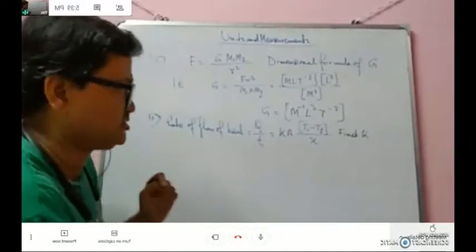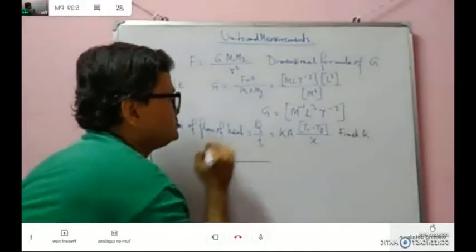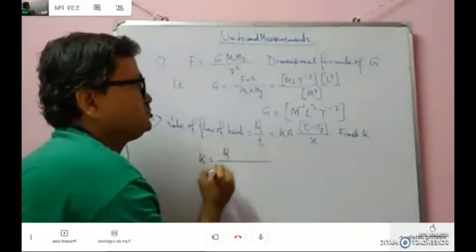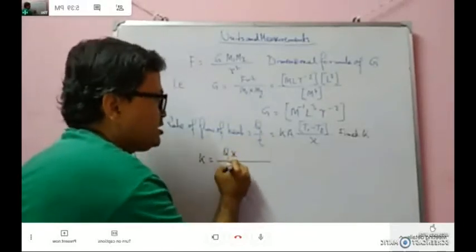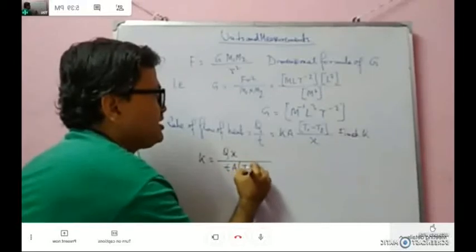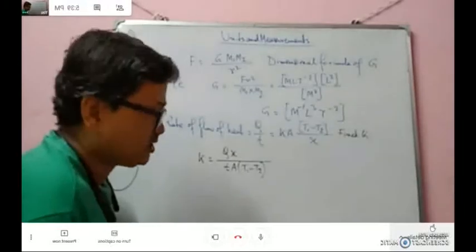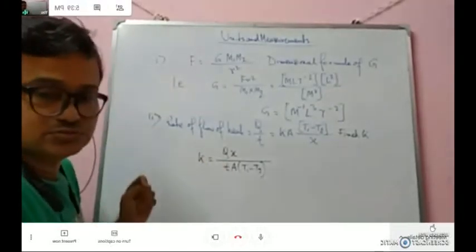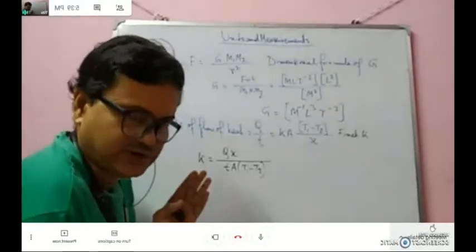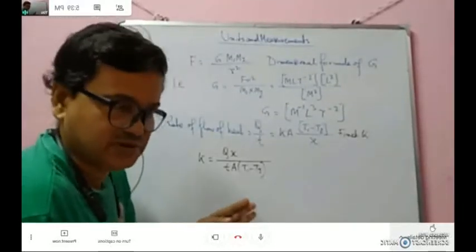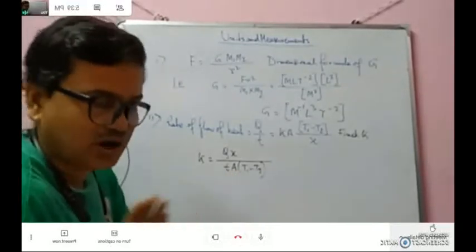So how do I find? See. Make K as a subject. So K equal to Q, x will be up, t down, A down, T1 minus T2 down. So this. Now what is the dimensional formula of Q? That is heat energy. Heat energy or any type of energy, not only heat energy. It may be sound energy, light energy, electric energy. Energy dimensions are all same.